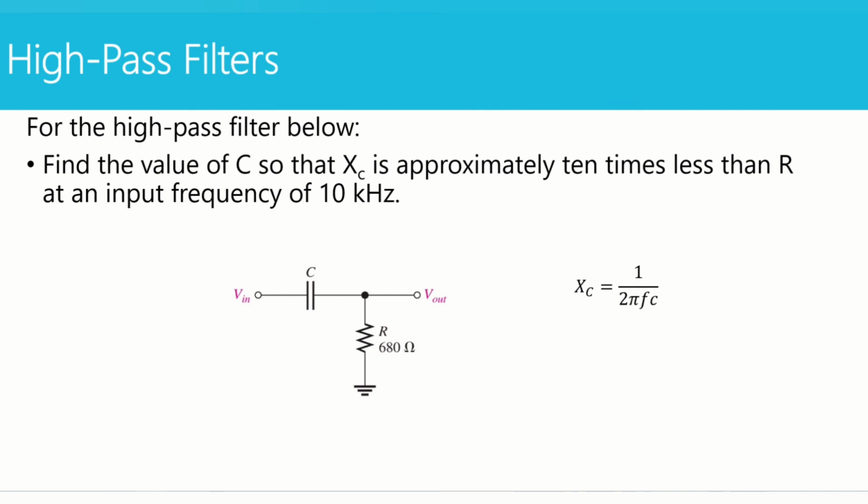So here's my formula for XC, 1 over 2 pi FC. I'm going to fill in what I know. I know that XC should be 10 times less than R. So 680 divided by 10 gives me 68. I know the frequency that I want to use is 10 kilohertz. So I've plugged that in for F. Now I have one equation with one unknown. I can solve that for C and get approximately 0.234 microfarads. So this example is just being able to manipulate the equations given to find an unknown value.